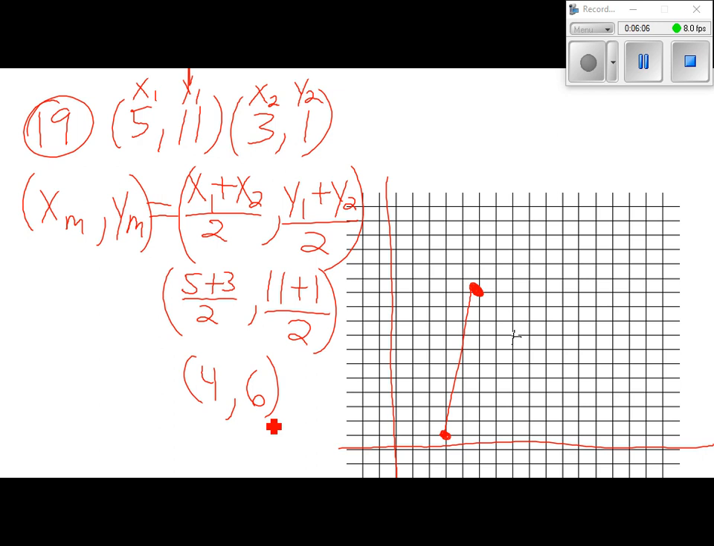If we're doing the distance formula, we should get one number as our answer. Doing the midpoint, we should get that. So we're saying the midpoint should be about 4, 6. 1, 2, 3, 4, 1, 2, 3, 4, 5, 6. Does that look like that's about the midpoint of that segment?